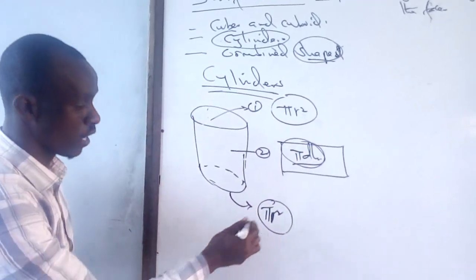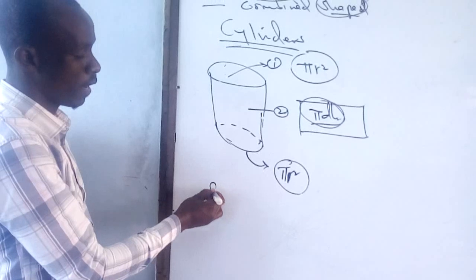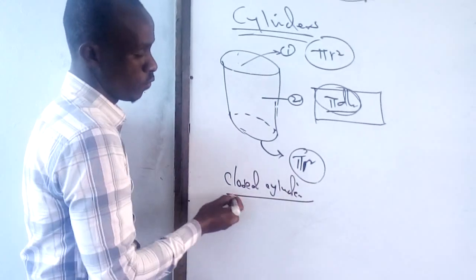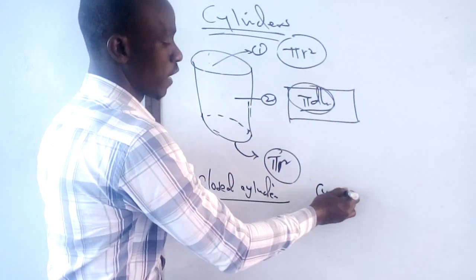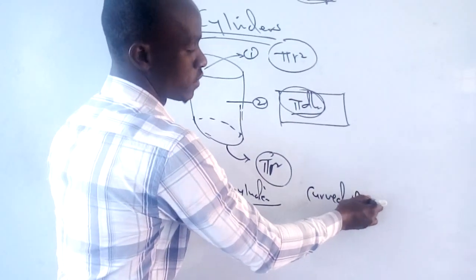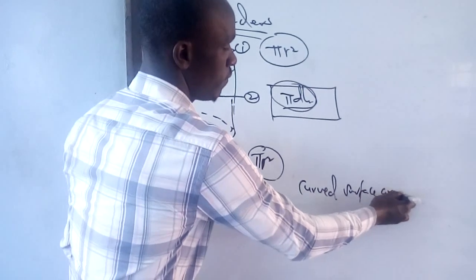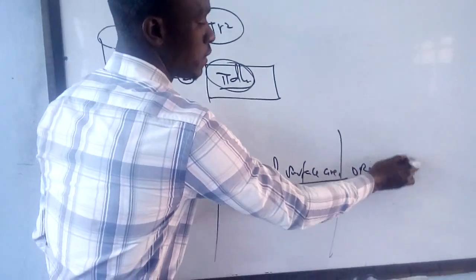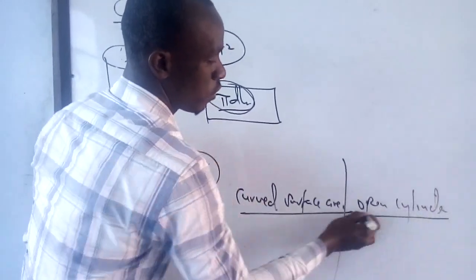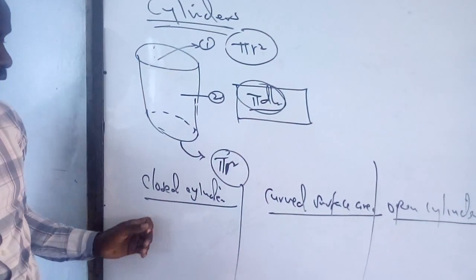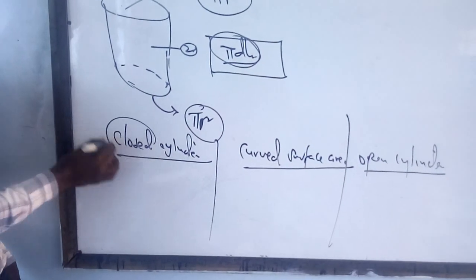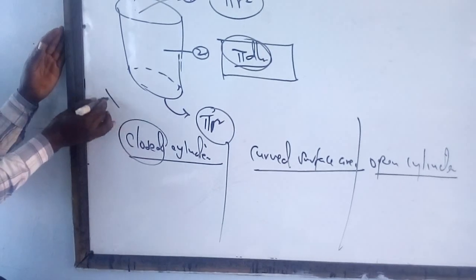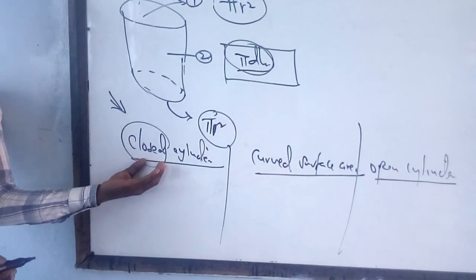Now in our discussion we are going to focus on three areas. Number one, we are going to discuss the closed cylinders. We will also discuss what we call the curved surface area. Then we have what we normally call an open cylinder. There are areas where we discuss it that the moment a question appears, you realize the area you're supposed to work out is of a closed cylinder.